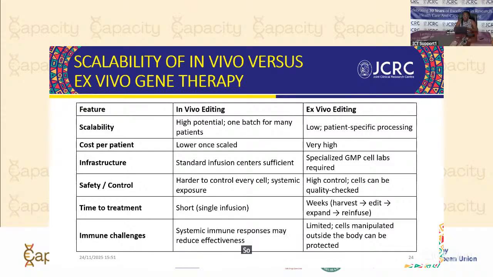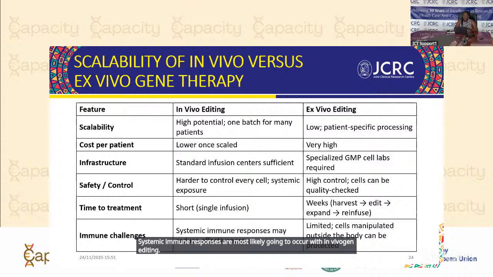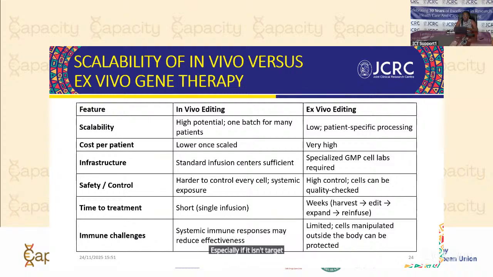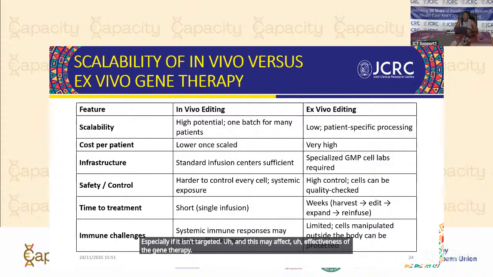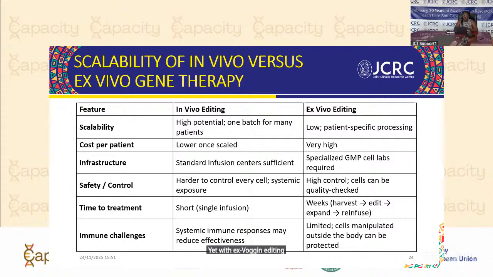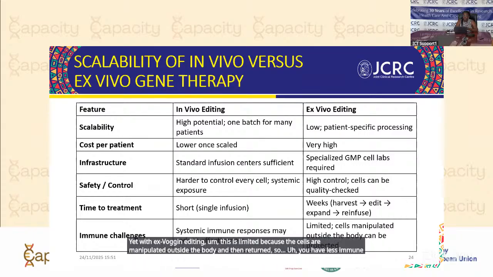Then there are also immune challenges that you would have to consider. Systemic immune responses are most likely going to occur with in vivo gene editing, especially if it isn't targeted. And these may affect effectiveness of the gene therapy. Yet with ex vivo gene editing, this is limited because the cells are manipulated outside the body and then returned. So you'll have less immune challenges.